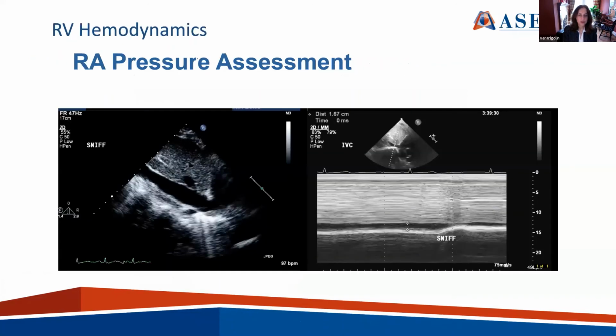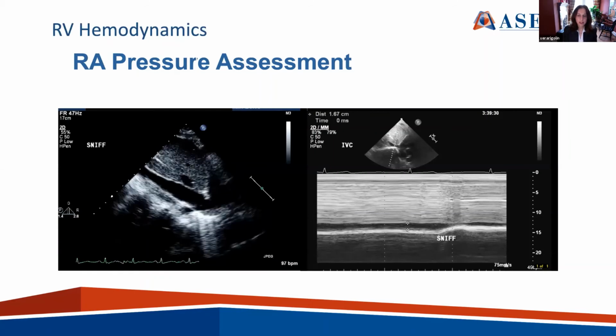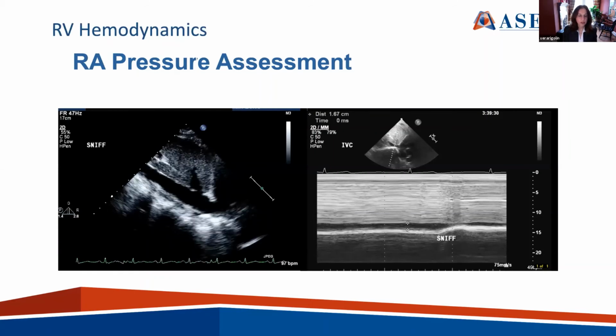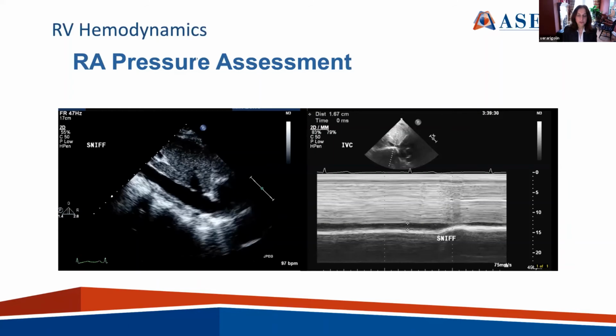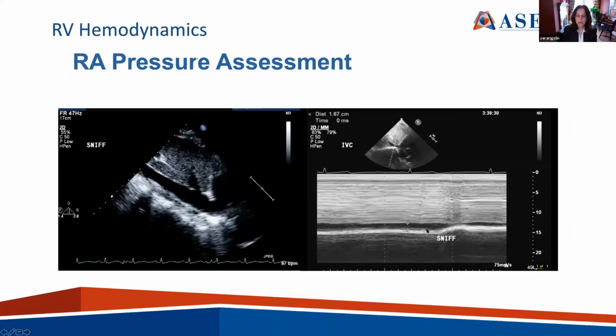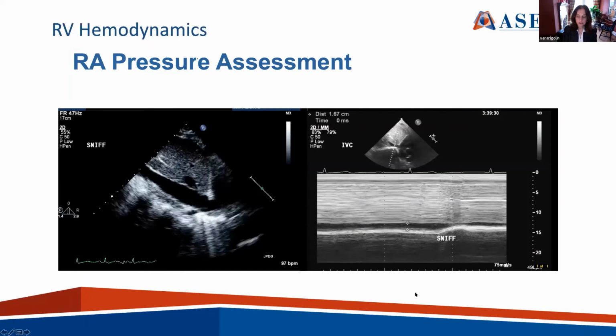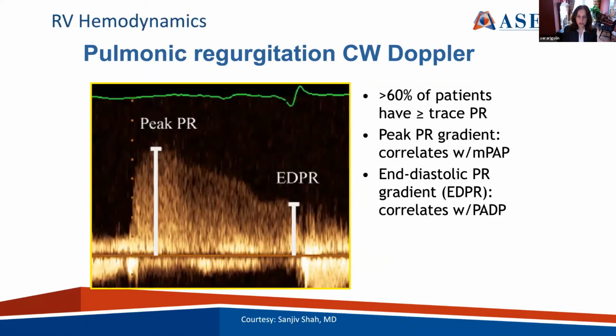The right atrial pressure is assessed by looking at the inferior vena cava, and we have the patient take a sniff and see how much the IVC collapses. And the key value is looking at a greater than 50% collapse in the IVC diameter, as shown in this M-mode measurement of the sniff here. We make the measurement at the end expiration.